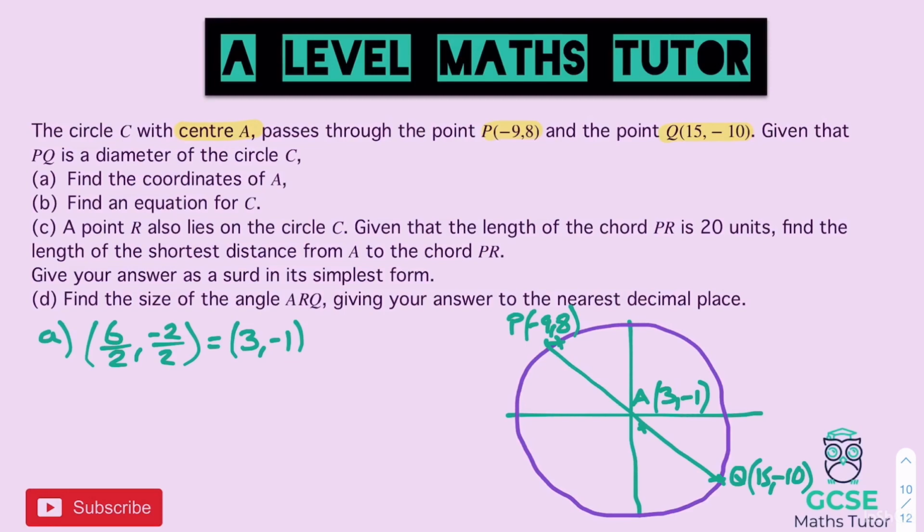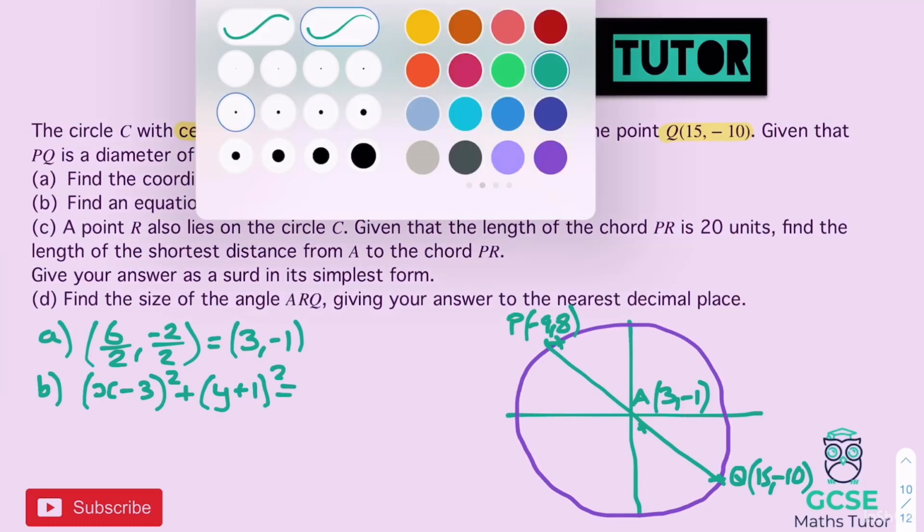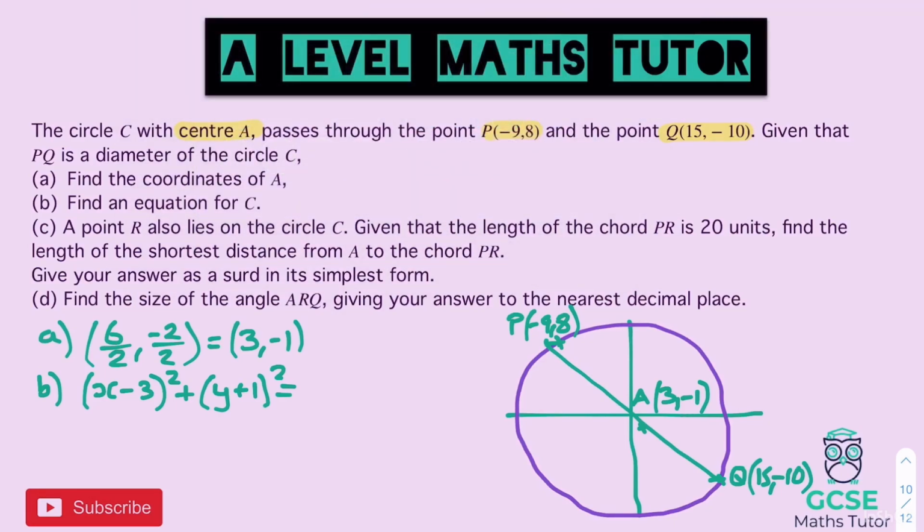Now for part B, it says find the equation for this circle. So for part B, this bit's okay again. We've got (x - 3) in brackets squared plus, and then our y coordinate in the centre, we've got y take away minus 1, so (y + 1) in brackets squared, and that equals, and we'll find the radius now. So if we sub the coordinates into the radius, one of these points on the circumference, it doesn't again matter which one we go for. Let's just go for the (-9, 8) maybe. Doesn't actually matter, let's just pick one. In fact, let's just go for the (15, -10).